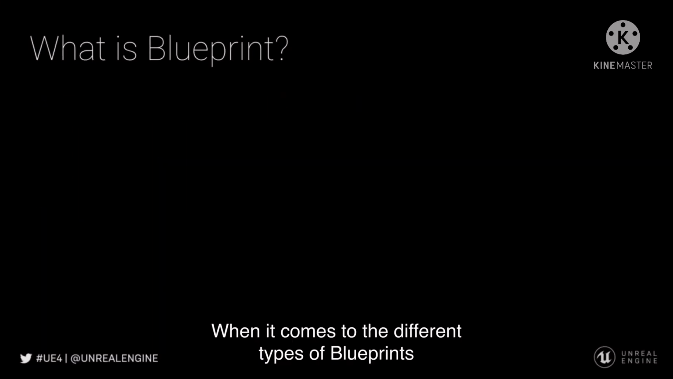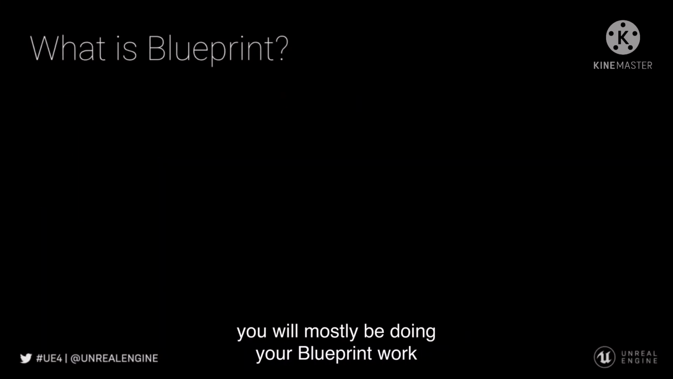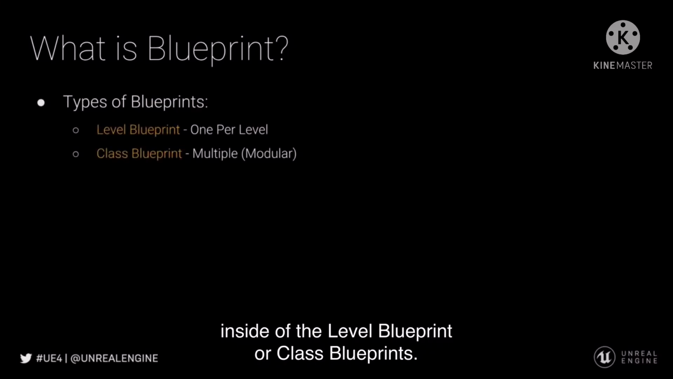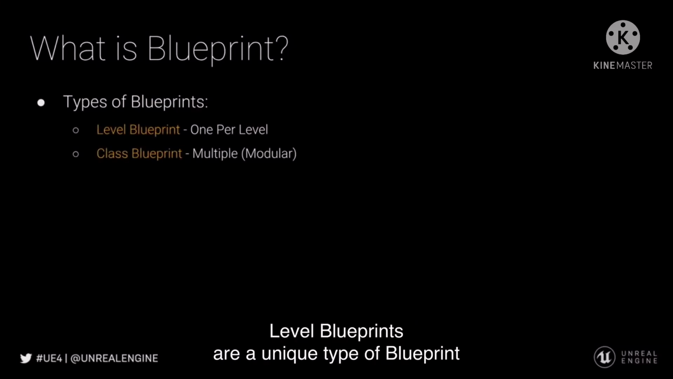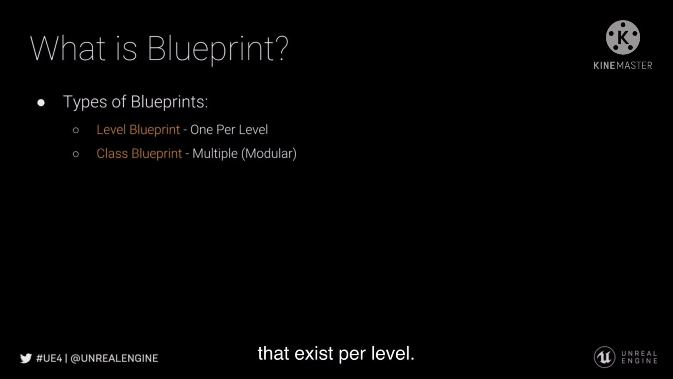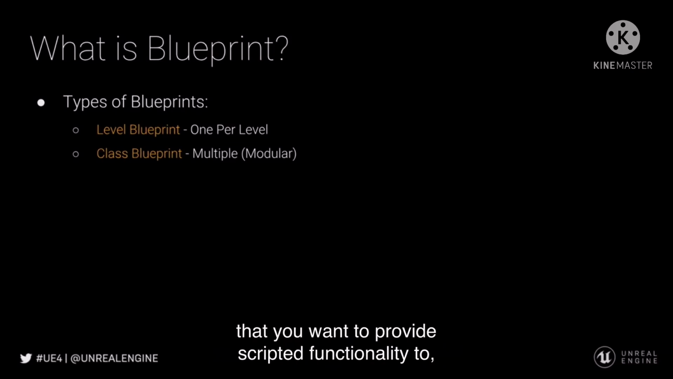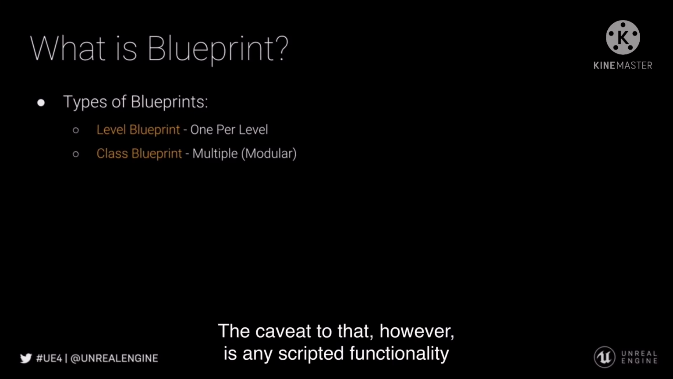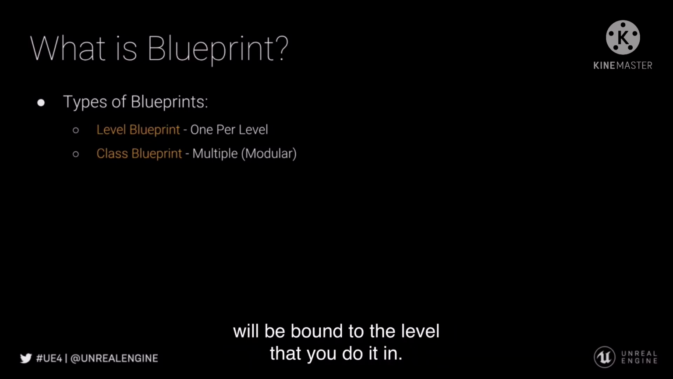When it comes to the different types of blueprints that you'll be working with, you'll mostly be doing your blueprint work inside of the level blueprint or class blueprints. Level blueprints are a unique type of blueprint that exists per level. So if you have things in your level that you want to provide scripted functionality to, you could do that inside the level blueprint. The caveat to that, however, is any scripted functionality that you do in the level blueprint will be bound to the level that you do it in. So if you change levels, you'll have a new level blueprint that you would need to redo that script in.